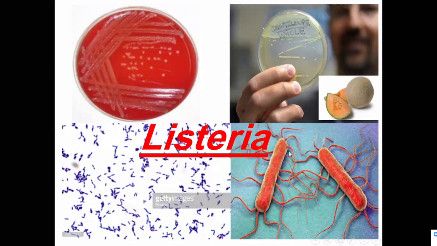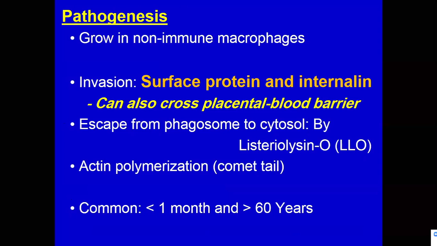So you can see the microorganism is motile, a rod, comes from food, and it can be cultivated. This is the gram stain of it, gram-positive. Sometimes they describe it as arranged in Chinese letter-like patterns, similar to Corynebacterium. Pathogenesis: they can grow in macrophages, non-immune macrophages. The invasion of host cells can be done by surface protein and internalin.